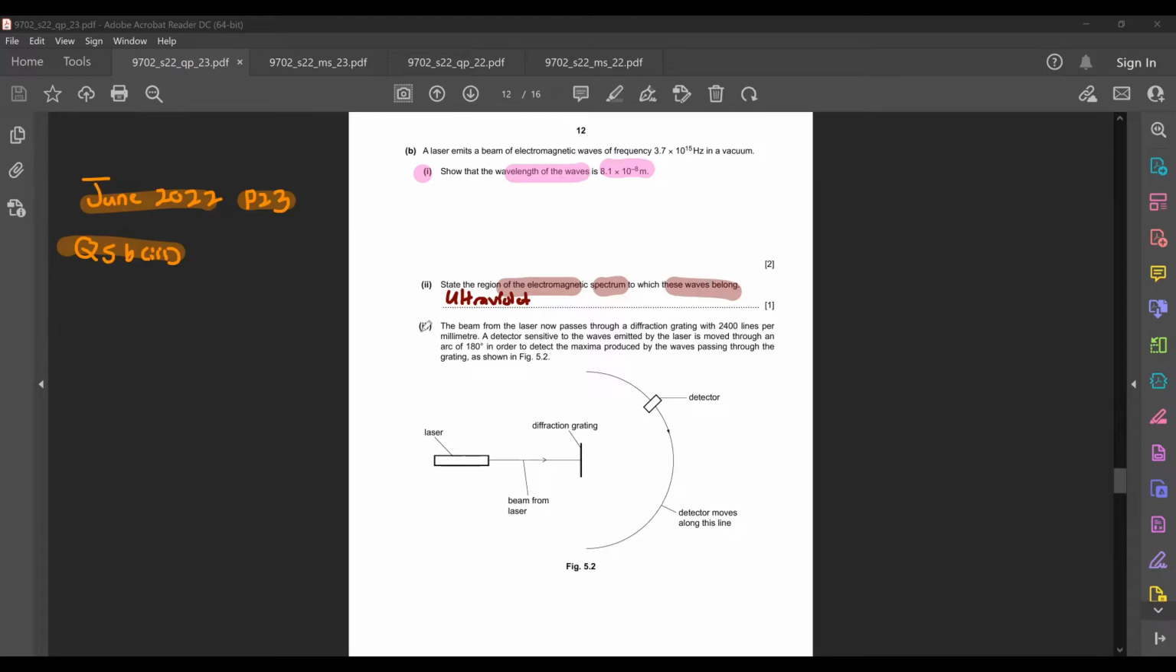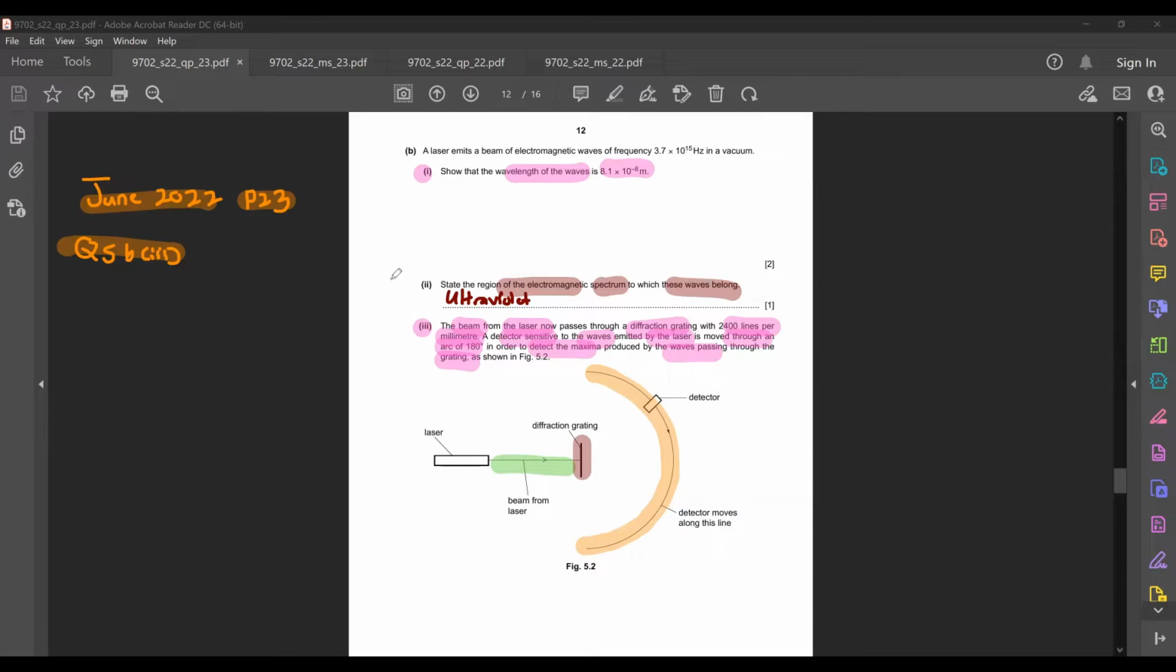Now, if you look at part 3, the beam from the laser now passes through a diffraction grating of 2,400 lines per millimeter. A detector sensitive to the waves emitted by the laser is moved through an angle or arc of 180 degrees in order to detect the maximum produced by the waves passing through the grating as shown in figure 5.2. All right. So here, what we have is a laser beam that is being shot through a diffraction grating. And then after that, there is a detector right behind it that will move along this arc.